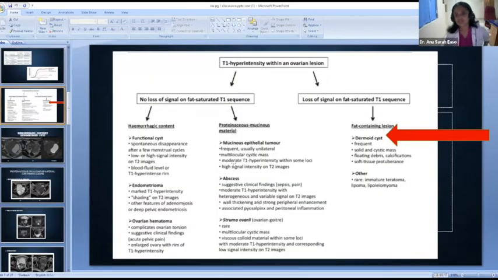So what all are the T1 hyperintense lesions in the ovary? Elizabeth, can you tell me? What all are the T1 hyperintense lesions? T1 fat containing lesions, lesions which contain hemorrhage, proteinaceous lesions, or mucin containing lesions. And sometimes, rarely, struma ovarii, or as in our case, a dermoid cyst, which is a fat containing lesion. So all these will appear hyperintense on T1.